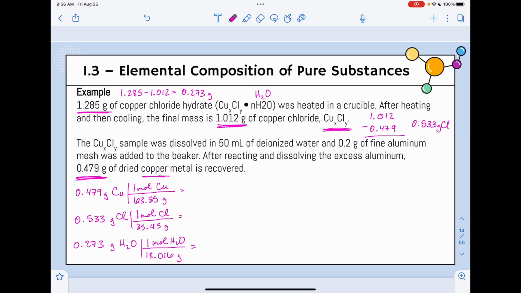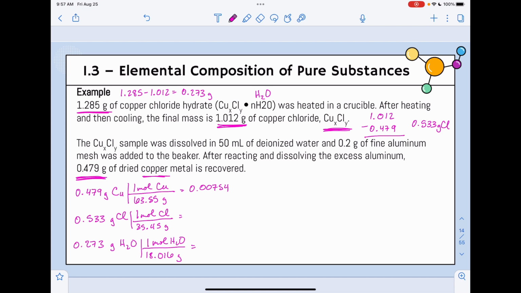Okay, so if I've got 0.479 grams of copper divided by 63.55, because that's my molar mass, I've got 0.00754 moles. I'm going to keep some extra significant figures. I like to keep 3. Our leading zeros here are placeholders. Zeros are only significant if they're in between 2 non-zero digits. So I've got 3 significant figures here: 7, 5, 4.